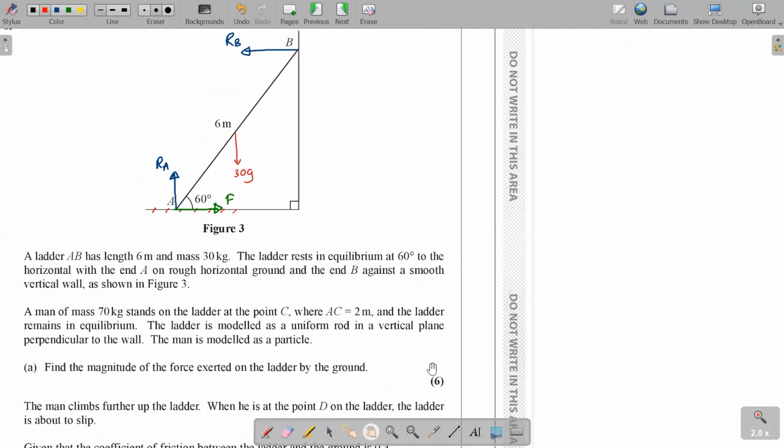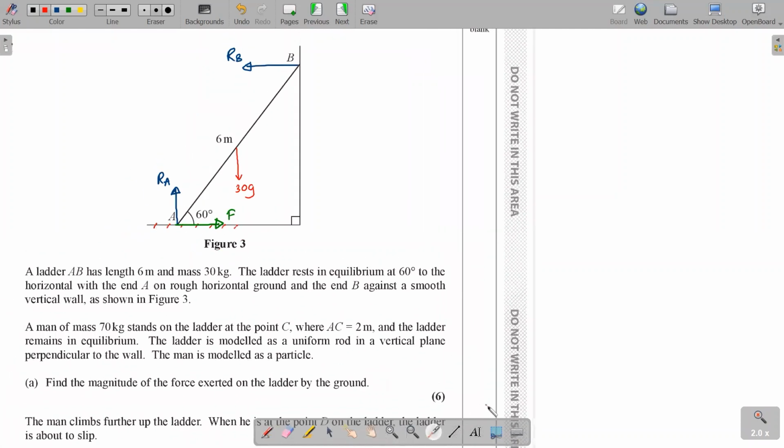And then what do we need here? So they say here a man of mass 70 kilograms stands on the ladder at point C where AC equals 2 meters. So I think you can see where AC should be, right? Because if the ladder is 6 meters, the center of mass is exactly at the 3-meter point, right? Halfway, which means the man is at point C. So this is the place where the man is. And what's the weight?